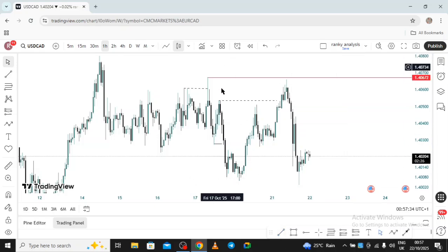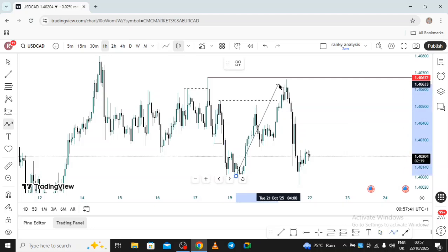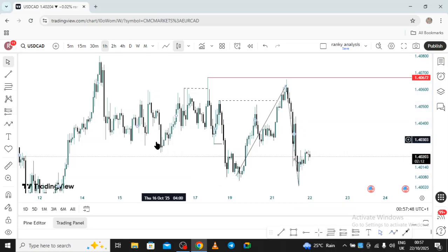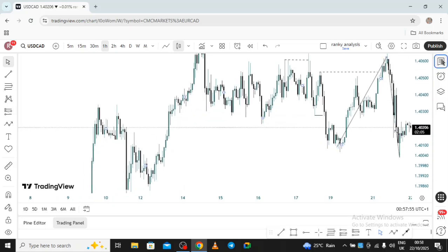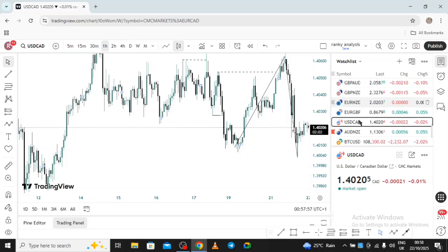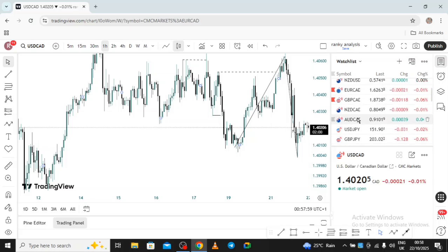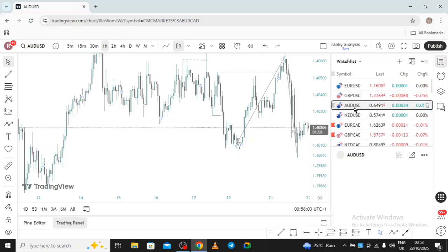Transitional liquidity. What do you see? What do you expect? Price came, boom, took out the structural liquidity, and then we sell to the downside. So that's structural liquidity. Let's go into inducement. Let's look for an inducement trade.